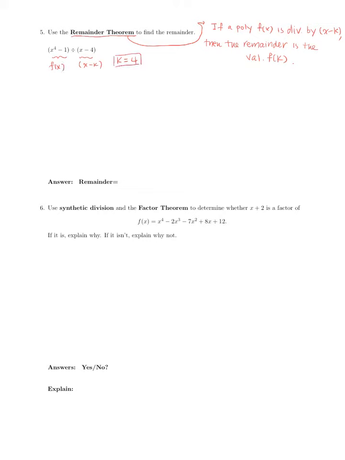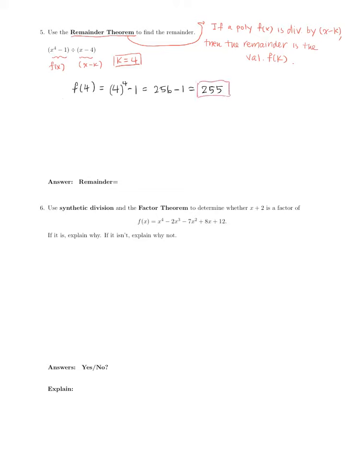All right, now if I apply this theorem, if a polynomial f of x is divided by x minus 4, then the remainder is the value f of 4. That's how you're going to have to translate it. So here what you need to do is compute f evaluated at k, which is 4. Our f of x is x to the 4th minus 1. So here what we're going to get is 4 to the 4th minus 1, which is what? 256 minus 1, which is 255. Now, that should be the answer.